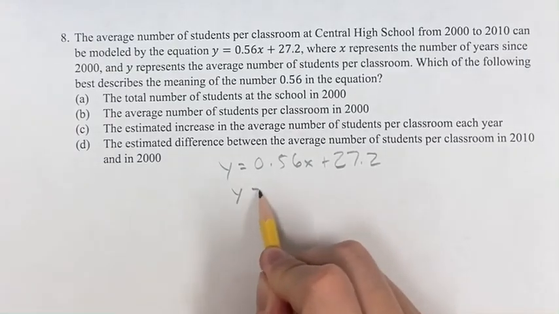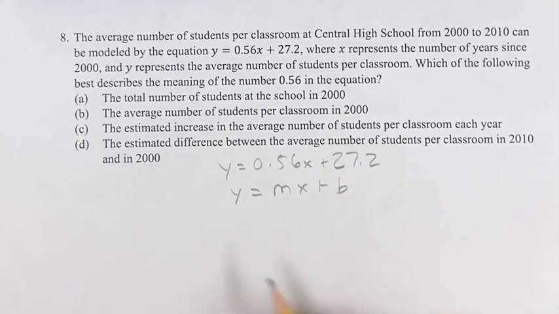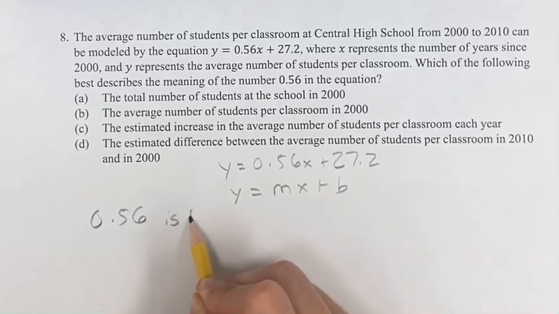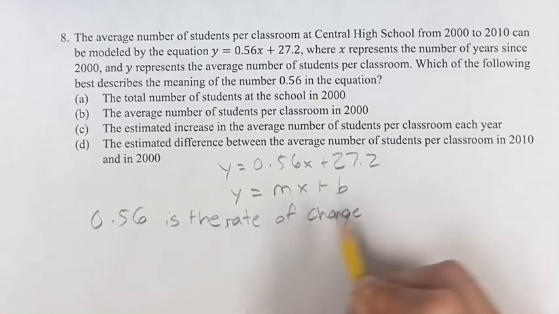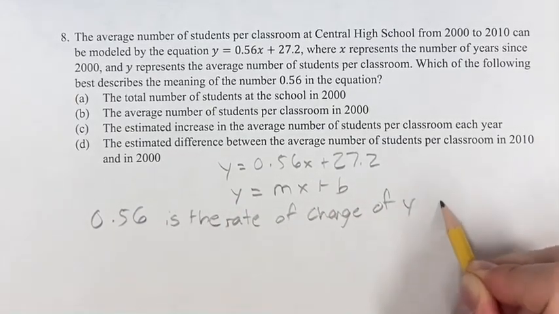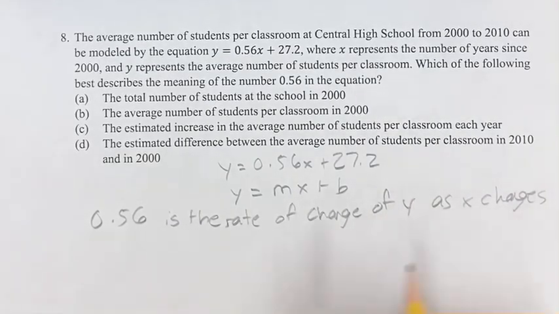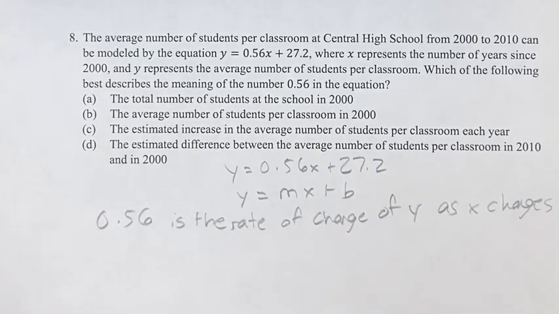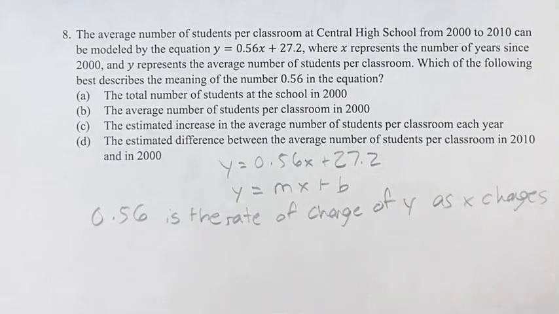Well, if you look at this as y equals mx plus b, 0.56 correlates with m, which is the slope or the rate of change. So 0.56 is the rate of change of y as x changes. Okay, and it's of y, since y is the dependent variable here. So it's of y as x changes. We have y in terms of x. Think about it in terms of independent, dependent, or y in terms of x. Either way, it's the rate of change of y as x changes.